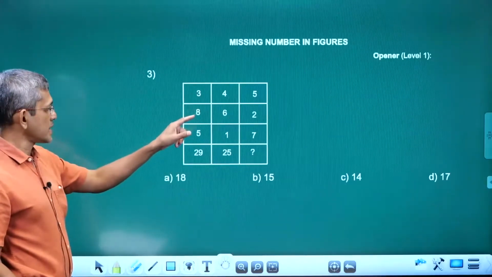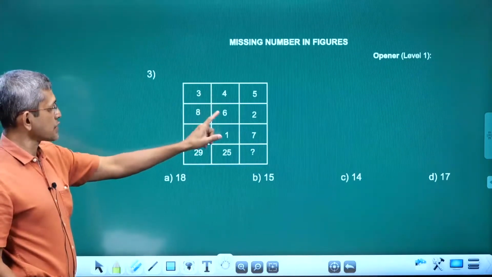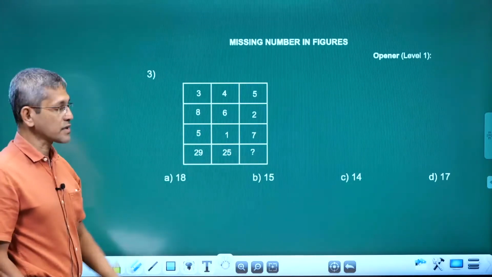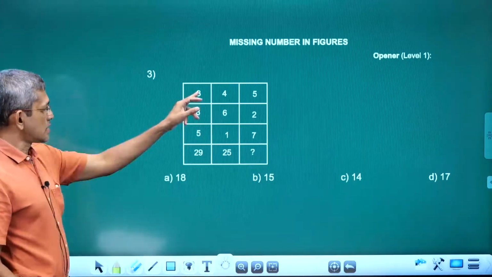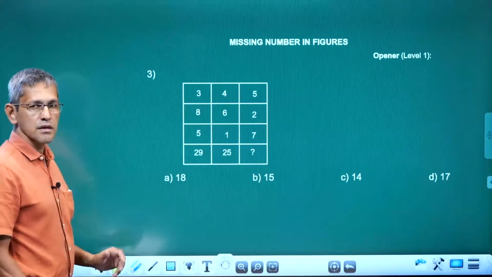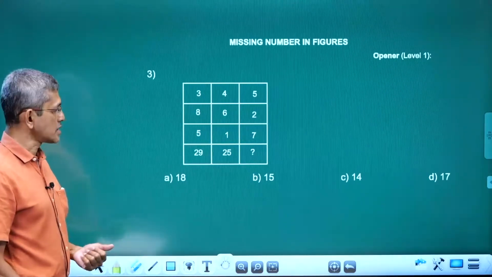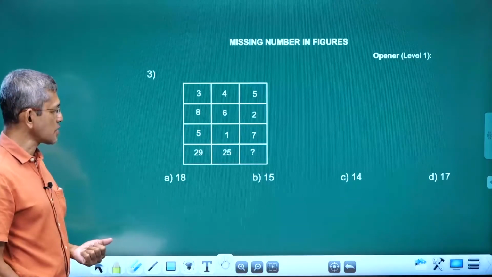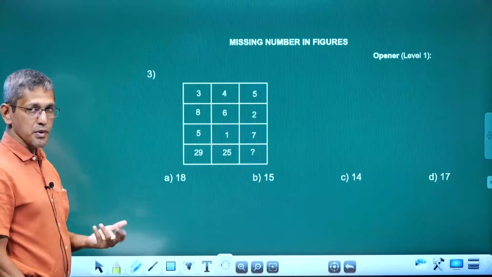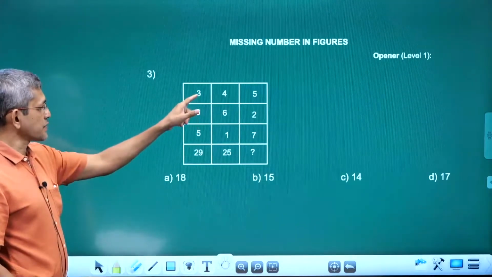Well, 3, 8, 5 and 29, first column. And second one, 4, 6, 1 and 25. And third column, 5, 2, 7, and what is missing over here? Take a look at that. 3 and 8. That's 11. 11 plus 5 is 16. 16 and 29. So 16 plus 13 is 29. Doesn't make any sense at all. Where does that 13 come from? It could be 8 plus 5, 13. That could be a possibility. Any other pattern you have? 8 into 3 is 24.